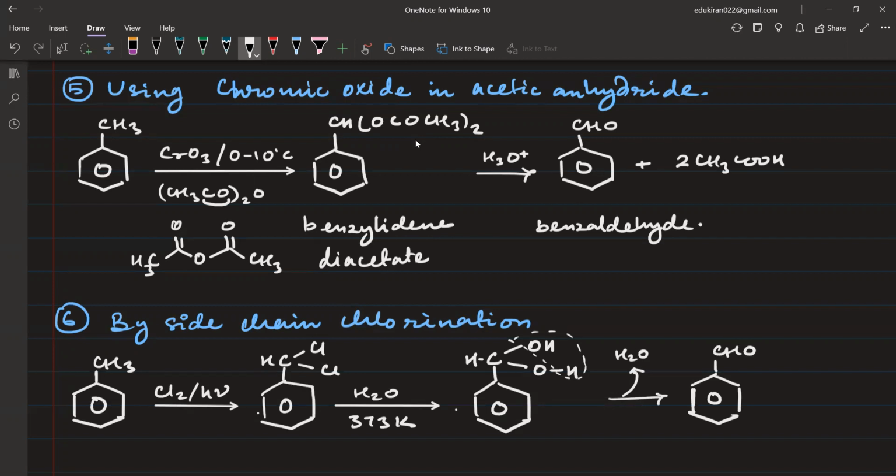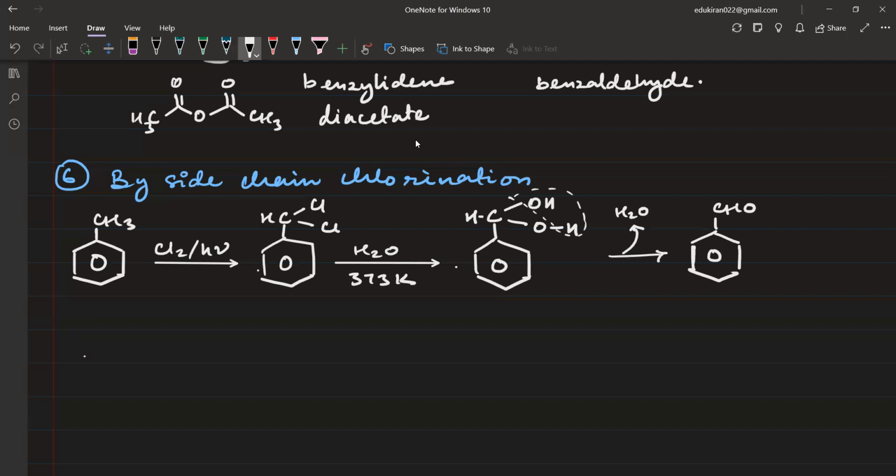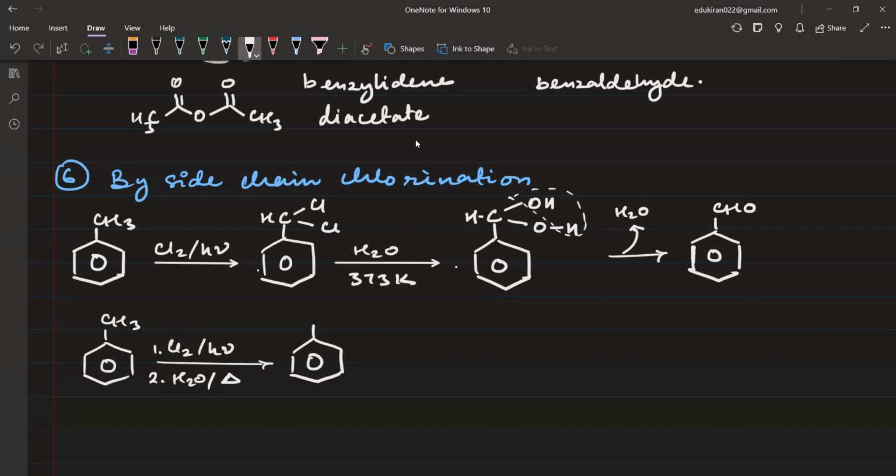So write this down. This is side chain chlorination. This reaction can be written like this. But again, this gives a mixture of products, so it is not a very good method of preparation of benzaldehyde. This is the first step. In the second step, we add water in the presence of heat, and you will get CHO.